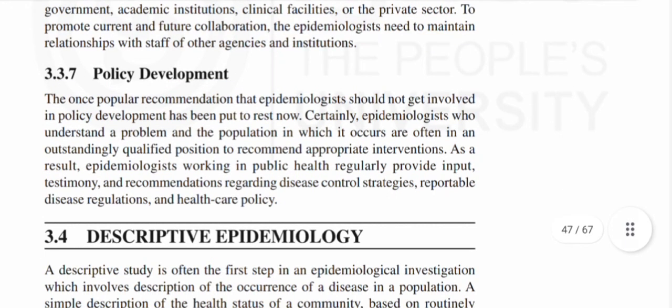Policy development. The once popular recommendation that epidemiologists should not get involved in policy development has been put to rest now. Certainly, epidemiologists who understand a problem and the population in which it occurs are often in an outstandingly qualified position to recommend appropriate interventions. As a result, epidemiologists working in public health regularly provide input, testimony, and recommendations regarding disease control strategies, reportable disease regulations, and healthcare policy.